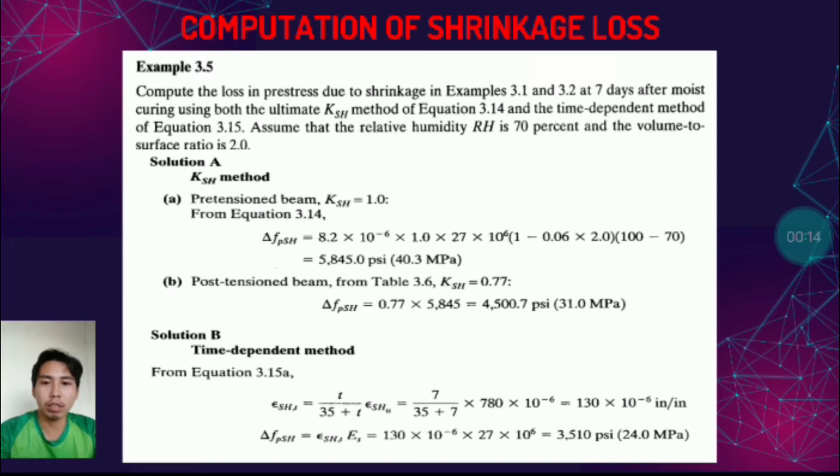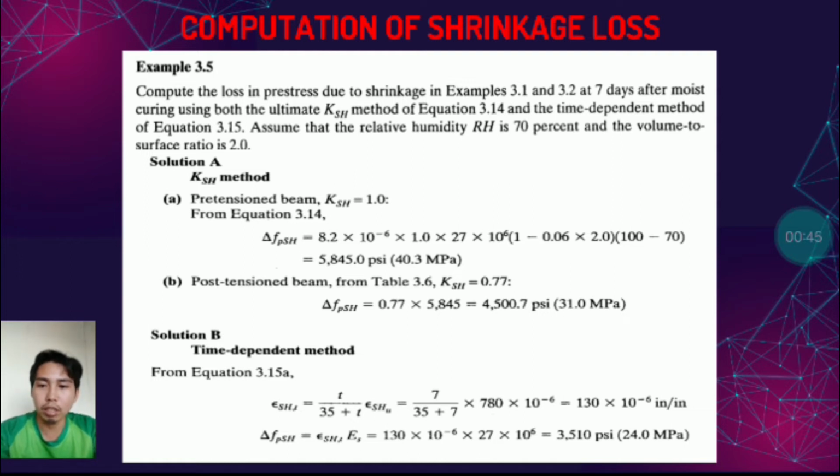Continuing with our discussion, let us tackle some sample problems relating to shrinkage loss. The problem reads: compute the loss in prestress due to shrinkage from the first problem stated by the second reporter, for the pre- and post-tension beams at 7 days after moist curing, using both the ultimate P_sh method and the time-dependent method.